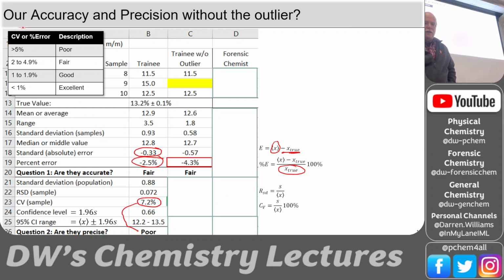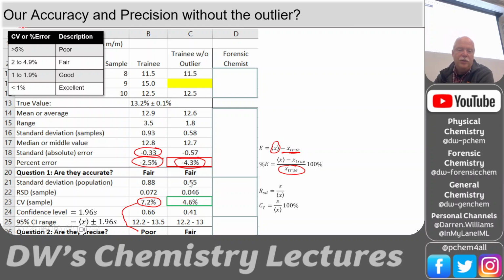Okay. So now our percent error, because that point was pulling our mean up, we get rid of the 15, and everything drops, and our percent error dropped to 4.3% low now, which is still within 5, so I would say it's fair accuracy. The standard deviation improved because we got rid of that outlier, and so now we're up to fair precision, 4.6%.